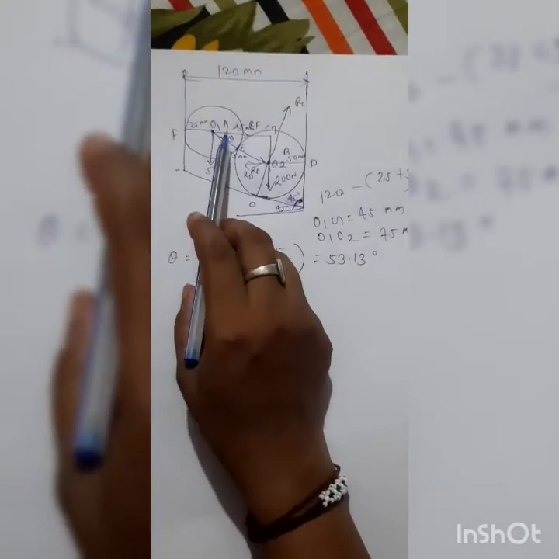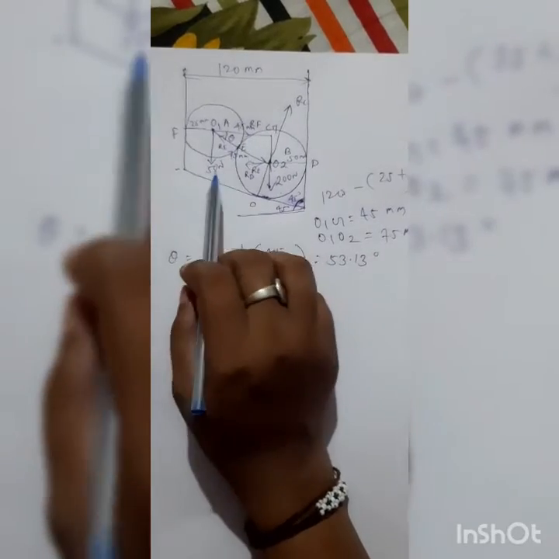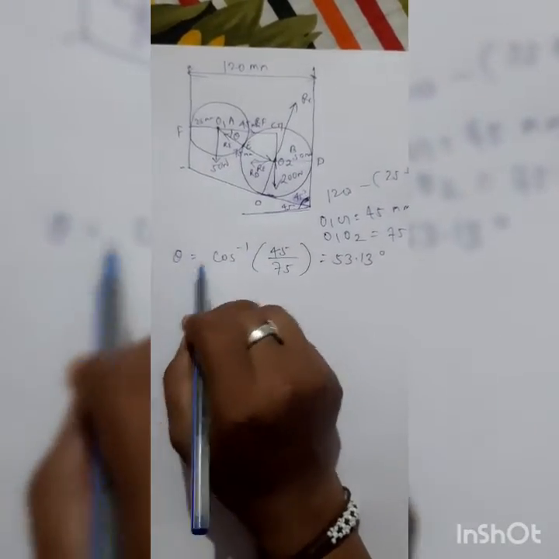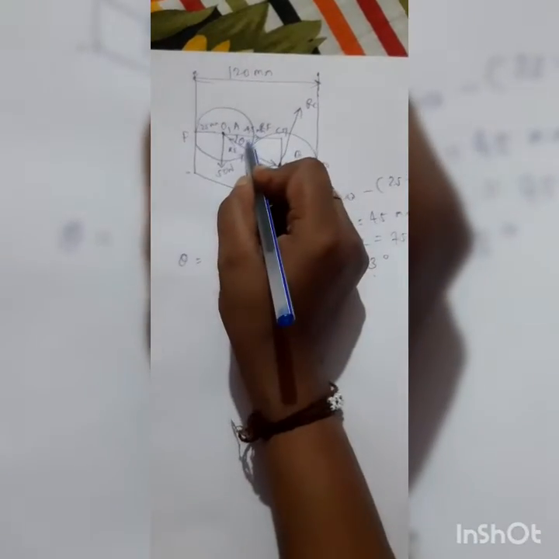So this theta value we can calculate now easily. Cos theta is base by hypotenuse. Base is 45, hypotenuse is 75. So what is the theta value? Cos inverse of 45 by 75, that is 53.13 degrees. So here you have got the value of theta.